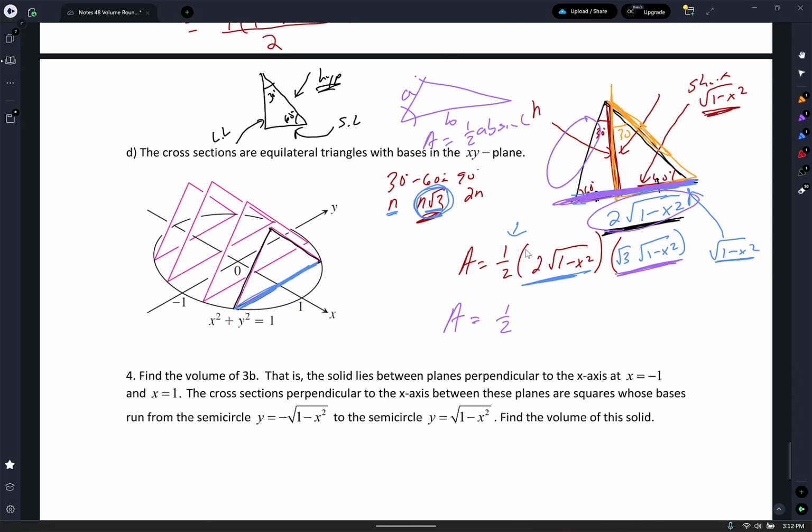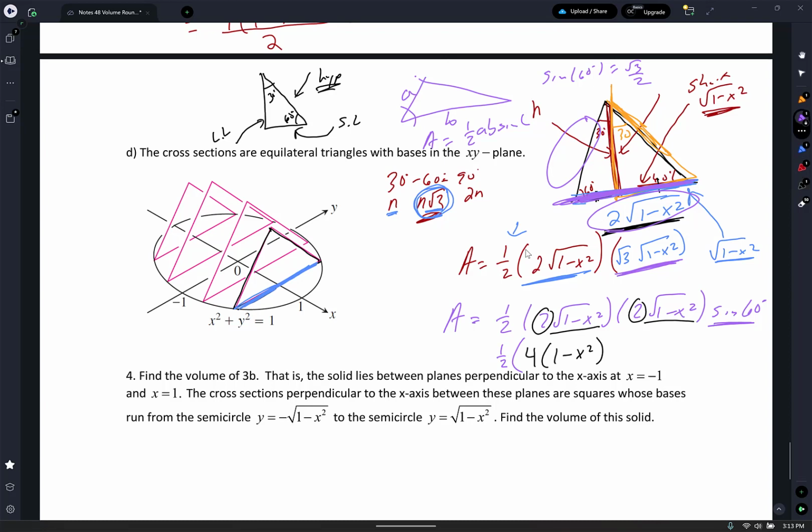So watch. I already started, so let me just start. 2 square root of 1 minus x squared times 2 square root of 1 minus x squared sine of 60. And sine of 60 is 1/2, right? Oh, actually, it's not. Sine of 60 is square root of 3 over 2. And so I would have 1/2. And then check it out. This and this, the square roots cancel each other out. 2 times 2 is 4. So I would have 4, 1 minus x squared, and then times sine of 60, which is square root of 3 over 2.